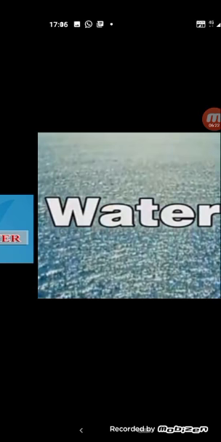Water. We all know that water is very essential for our life, and water is the most important and most abundant compound on the earth. Nearly 70% of the earth is covered with water. Water exists in three forms: solid, liquid, and gas. Solid form is ice, liquid form is water, and gaseous form is water vapor.